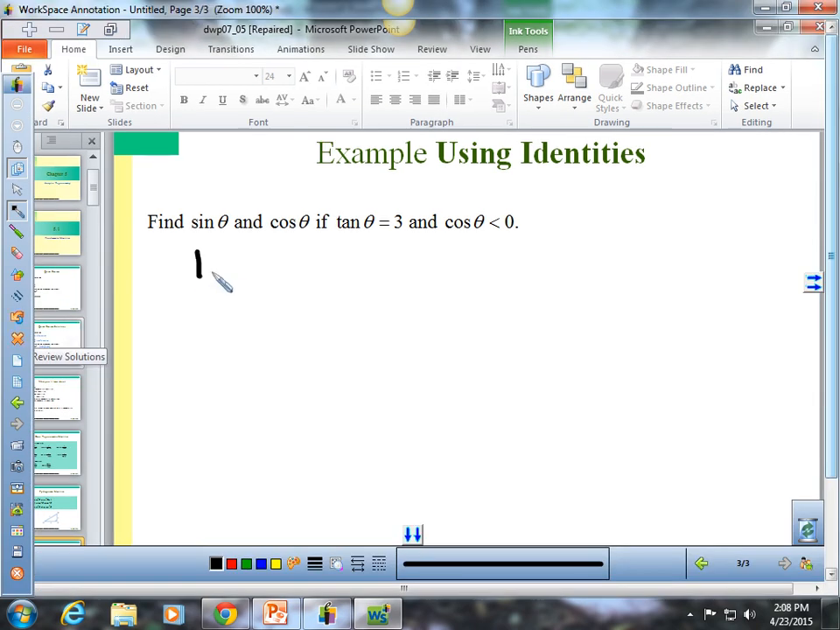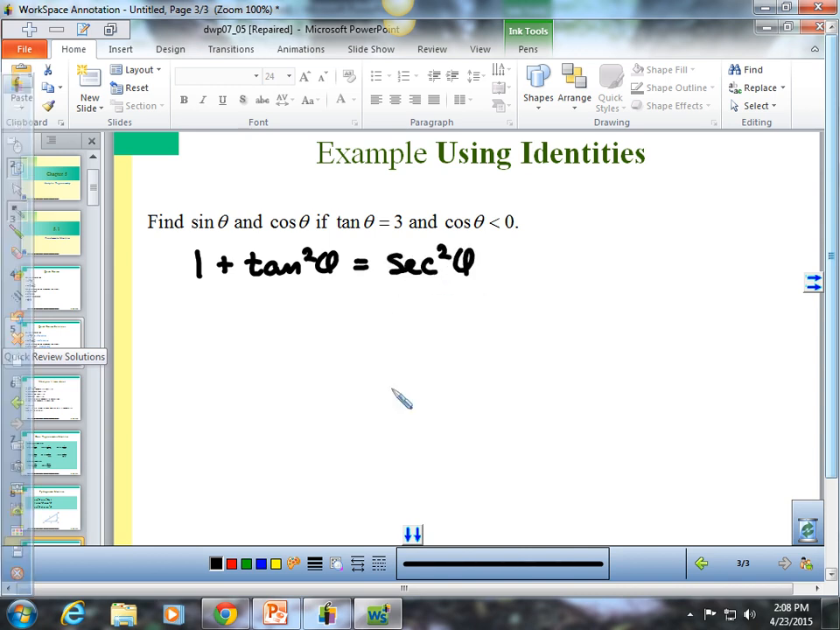I know a Pythagorean identity that says that 1 plus tangent squared theta is equal to what? Secant squared theta, right? So I've got 1 plus, what do I know that tangent theta is equal to? 3. Well, I just need to square it. And that's equal to secant squared theta. Well, what is 1 plus 3 squared? 10, right? So secant squared theta is equal to 10.